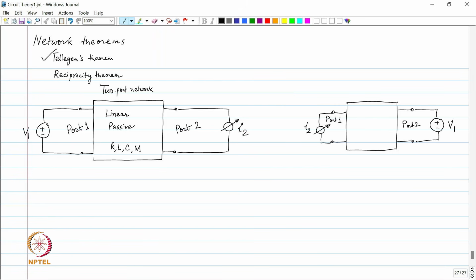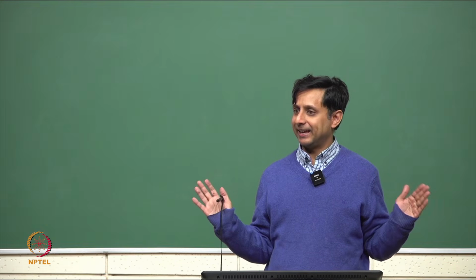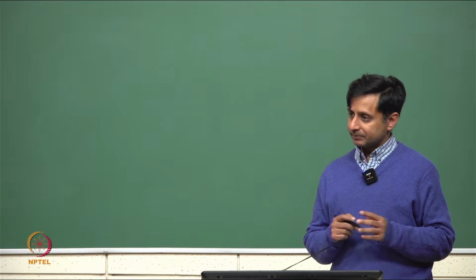All right. This is the statement of the theorem. I have not written down the theorem over here, but I need you to understand what is going on. I buy a 2-port network. The 2-port network is linear passive. It has only R, L, C, M inside.